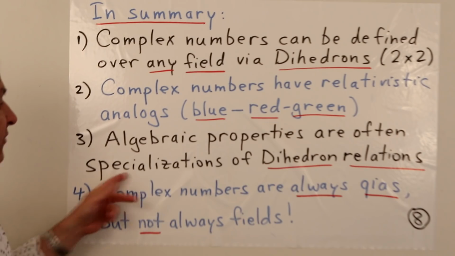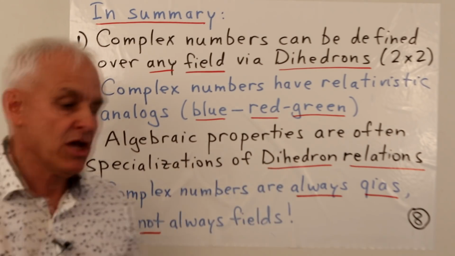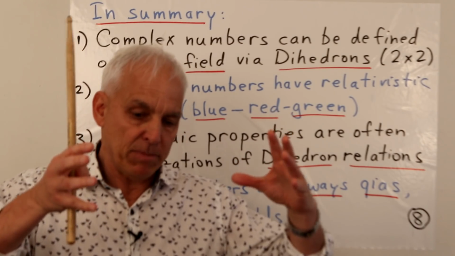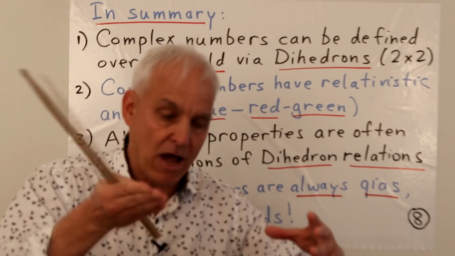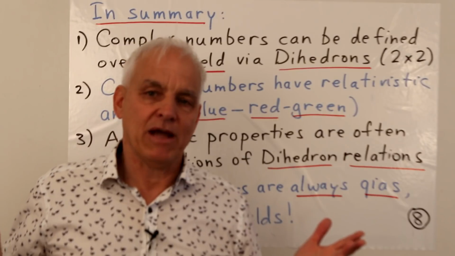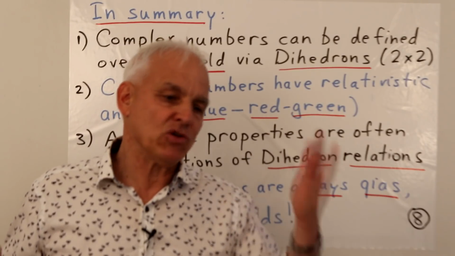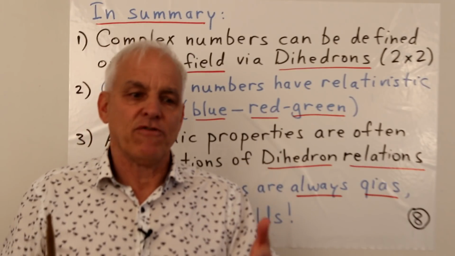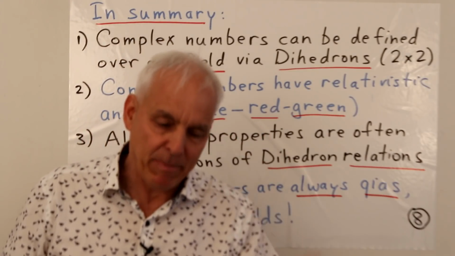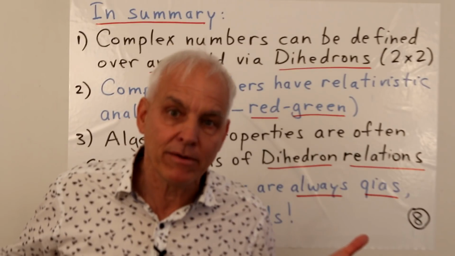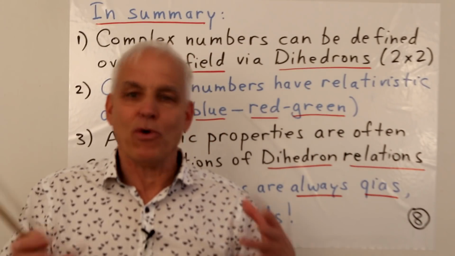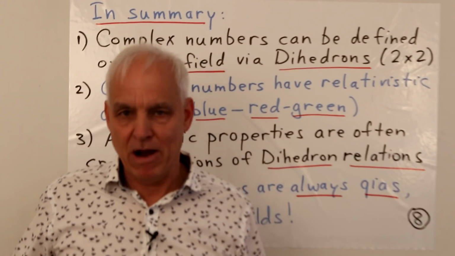Algebraic properties are often specializations of dihedron relations. When you approach this from the dihedron point of view and think of complex numbers as being what you get when you drill down into the dihedrons, then a lot of things become much more obvious. A lot of algebraic properties are just easy manifestations of more fundamental properties happening at the 2x2 matrix level. You've got all of linear algebra to help you and to organize things. So it's a very powerful point of view.